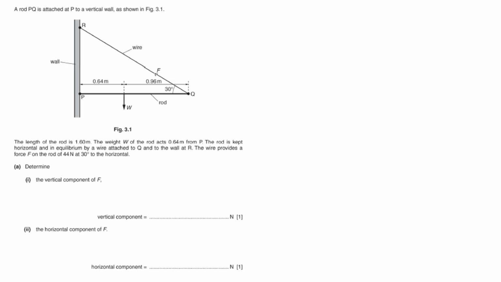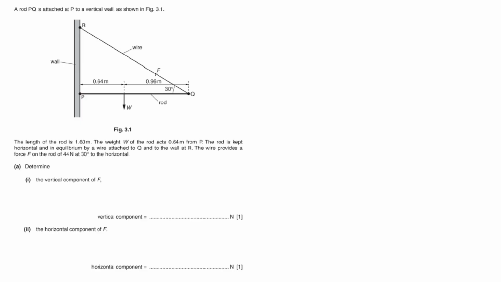A rod PQ is attached at P to a vertical wall as shown in figure 3.1. The length of the rod is 1.6 meters. The weight W of the rod acts 0.64 meters from P. The rod is kept horizontal in equilibrium by a wire attached to Q and to the wall at R. The wire provides a force F on the rod, 44 newtons at 30 degrees to the horizontal. Determine the vertical component of F.